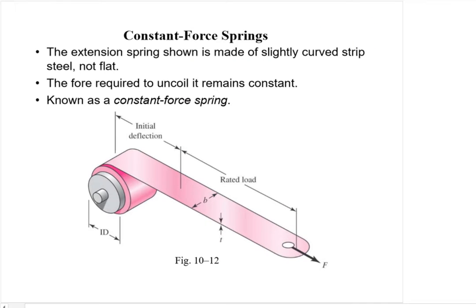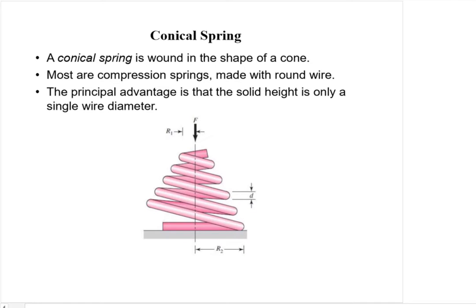It's good to know. We have constant force springs. This is just basically a roll of a steel strip spring. So if you need a constant force, this is like your retractable dog leash. Conical spring. What's neat about this is that you can collapse it to its solid height as only a single wire diameter tall. So the whole thing will just lay inside its own footprint.